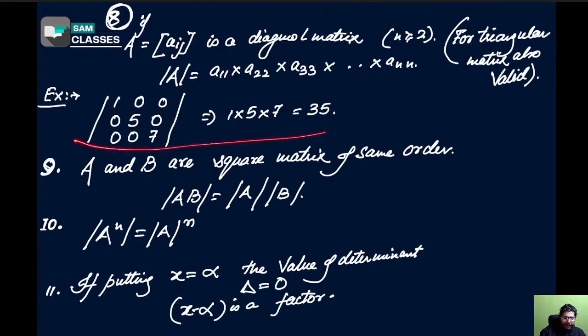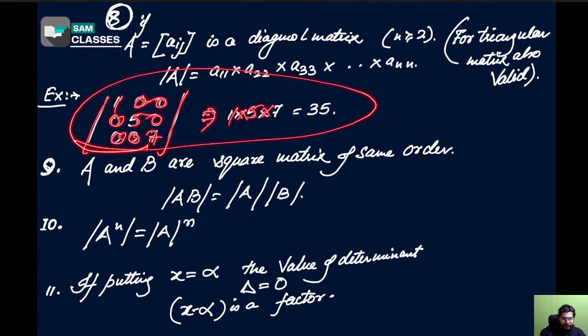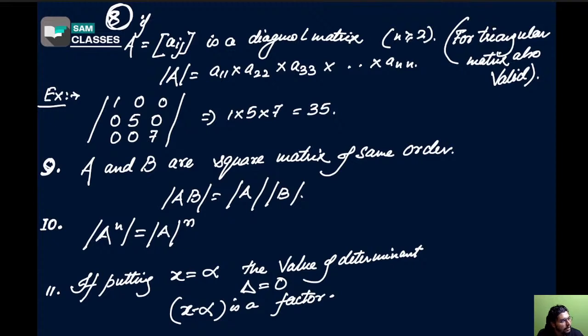I've put up the example here. You can see the determinant of the matrix with 1, 0, 0, 0, 5, 0 and 0, 0, 7. So what are you getting as the answer? 1 into 5 into 7. Just the diagonal elements you multiplied. So 35 is the answer. Clear? Any doubt? Okay.